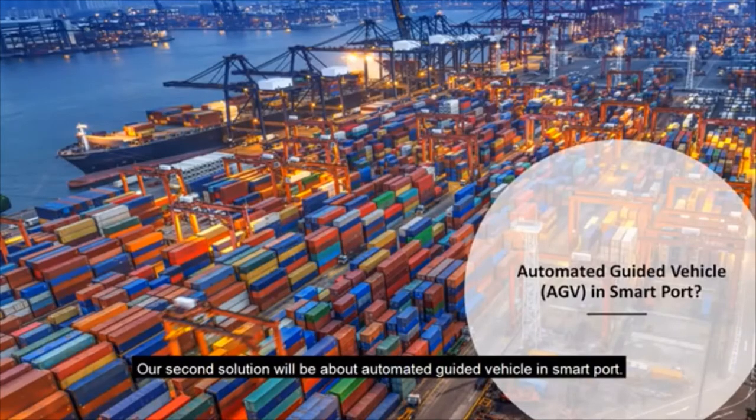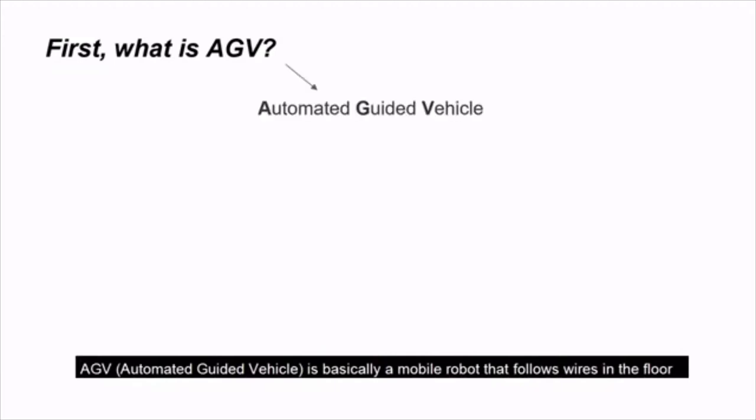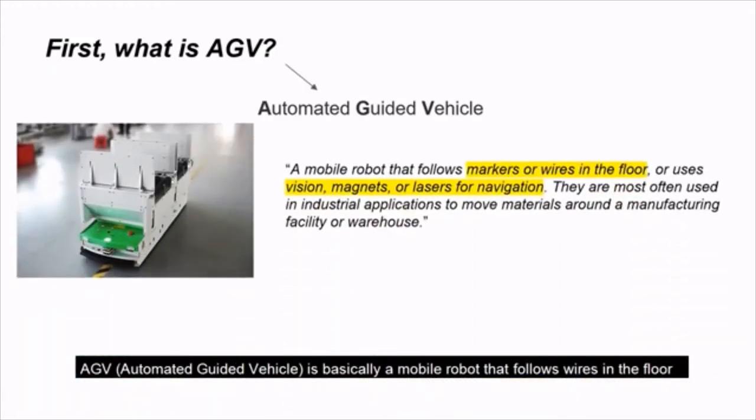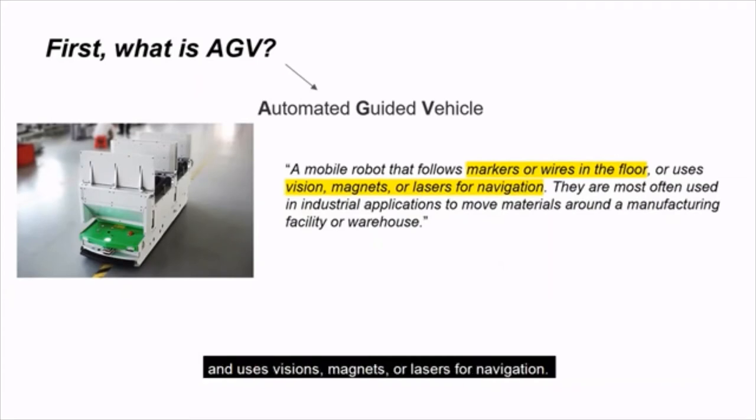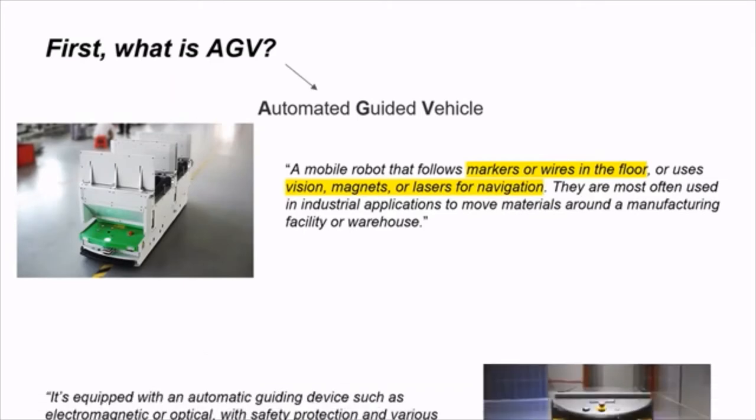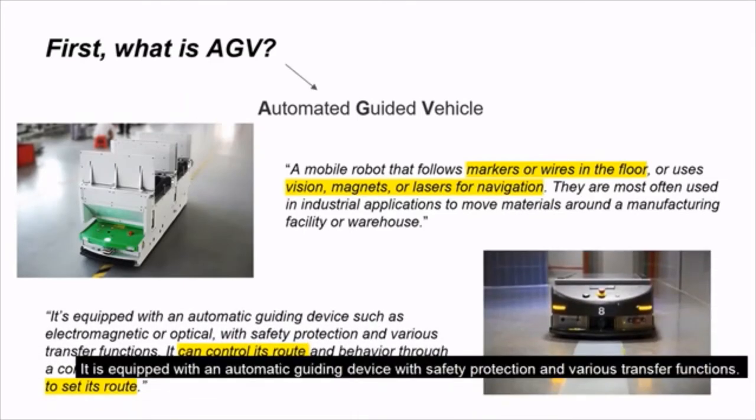Our second solution will be about automated guided vehicle in smart port. First, what is AGV? AGV, automated guided vehicle, is basically a mobile robot that follows wires in the floor and uses visions, magnets, or lasers for navigation. It is equipped with an automatic guiding device with safety protection and various transfer functions. It can also control its route or use the electromagnetic path following system to set its route.